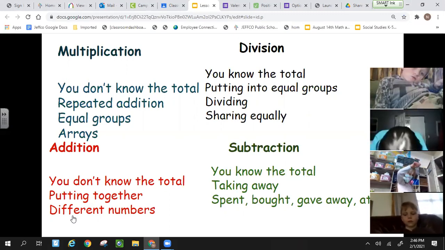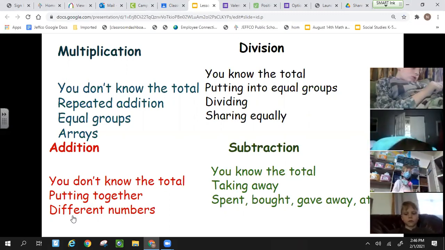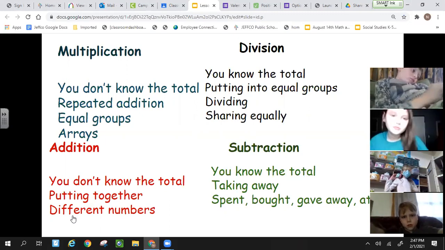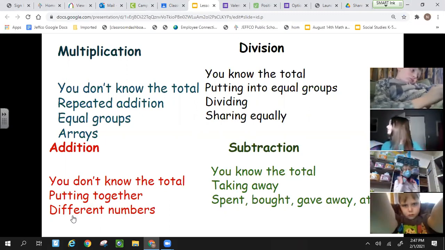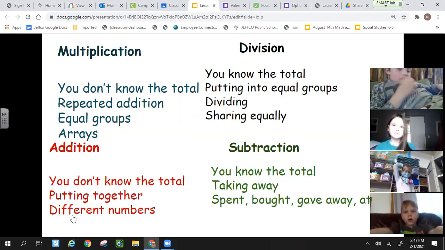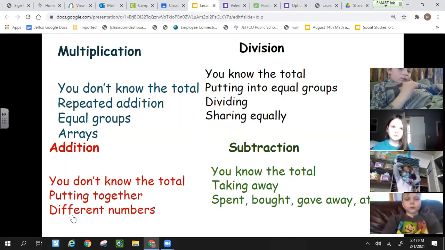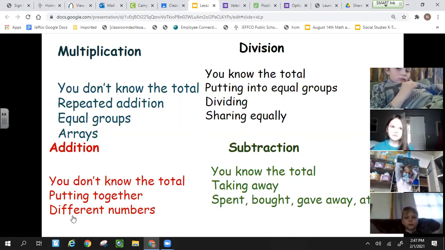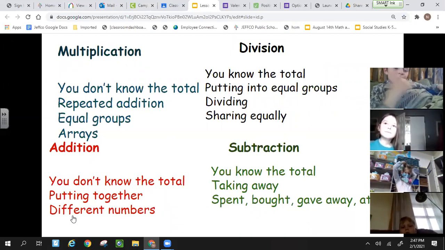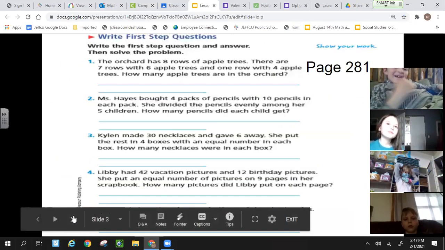If you guys can memorize this, write it in permanent marker in your brain that when you do not know the total, you're either multiplying or adding. You're looking for that total, except that multiplication is repeated addition, and just addition uses two different numbers. Now, when you have that total, like the number 81 or 72, 81 stickers, and you're putting them into groups, that's dividing. When you know the total and you're giving something away, you gave it away, you bought something, you ate it, that's subtraction. We're getting better at that.